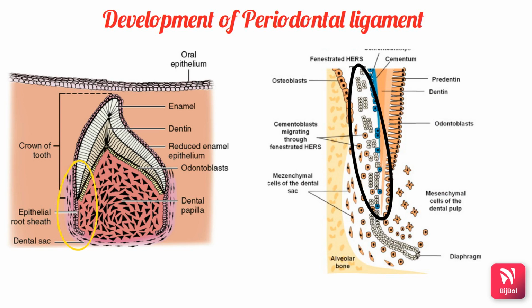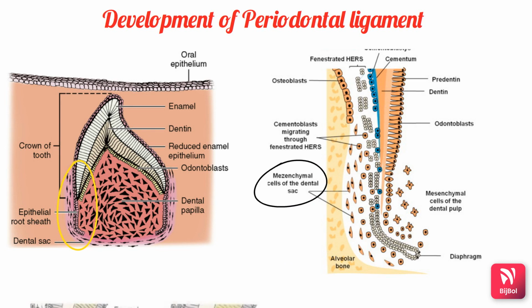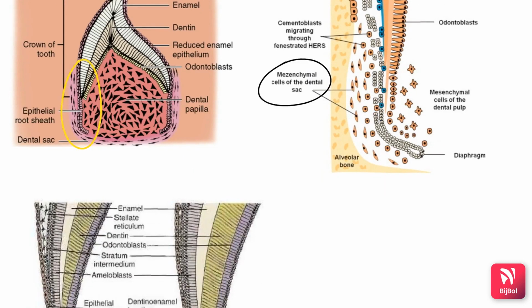Through these breaks, on the outer side of the Hertwig's epithelial root sheath there are various dental sac cells, of which some mesenchymal cells of the dental sac differentiate into fibroblasts and come through the gaps and get attached to the cementum. So what is the function of fibroblasts? To deposit collagen fibers. These collagen fibers are nothing but the principal fibers of a periodontal ligament.